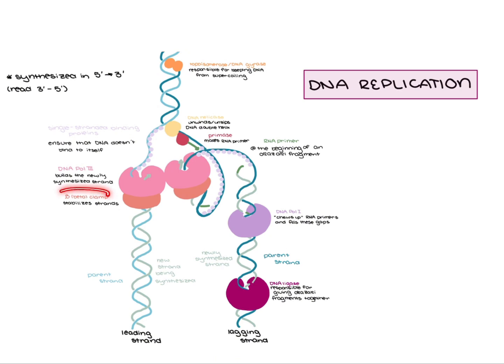Okay, next we're going to discuss the beta clamp. You probably don't need to know that much about it, but the purpose of that is to stabilize the strand of parent DNA and the strand of newly synthesized DNA. You can see the parent strand is in light blue, and the newly synthesized strand is in this green tealish color right here. So that's all about the leading strand.